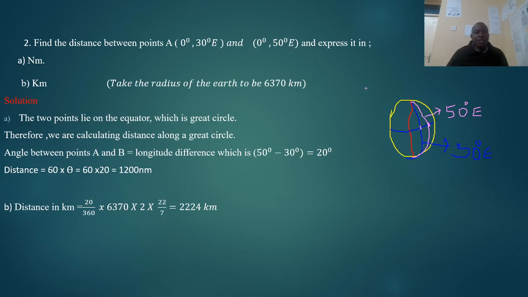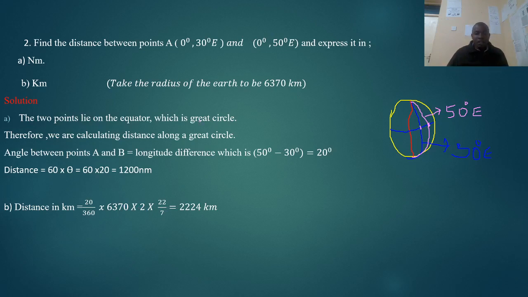You realize that the 2 points lie on the equator, and the equator, we said, is a great circle. Therefore we are calculating the distance along a great circle. The angle between A and B becomes the longitude difference, which is 50 minus 30, giving you 20 degrees. The distance in nautical miles will be 60 times 20, which gives you 1,200 nautical miles. The distance in kilometers will be 20 all over 360 times 2 times 22 over 7 times 6370.